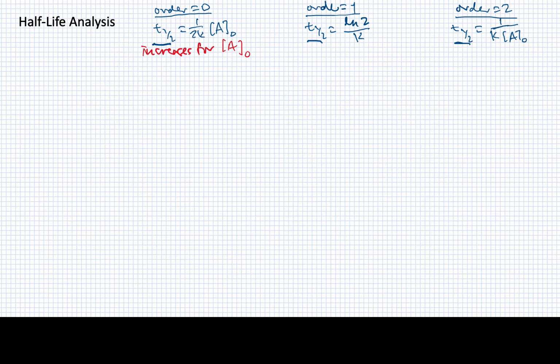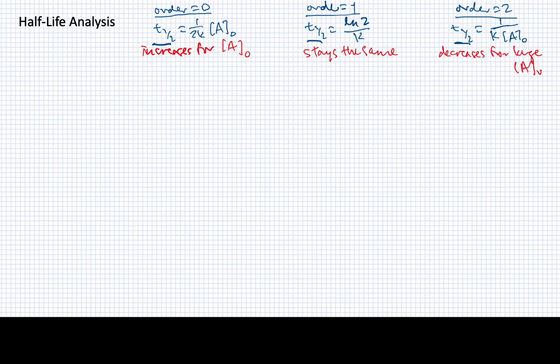I'm going to go over to the other side. For order equals 2, it gets smaller, so it decreases for large A0. And in between, for order equals 1, it stays the same. We remarked on these things when we did the integrated rate laws, but we're going to take advantage of that in this particular treatment so that we can figure out what the order of a reaction is. All right, now we can use these a couple of different ways.